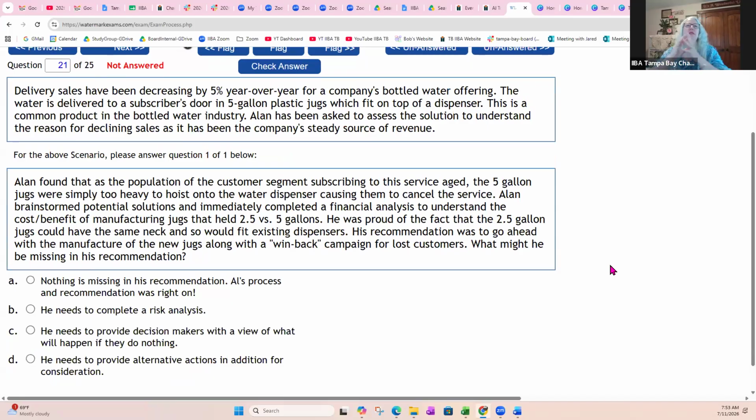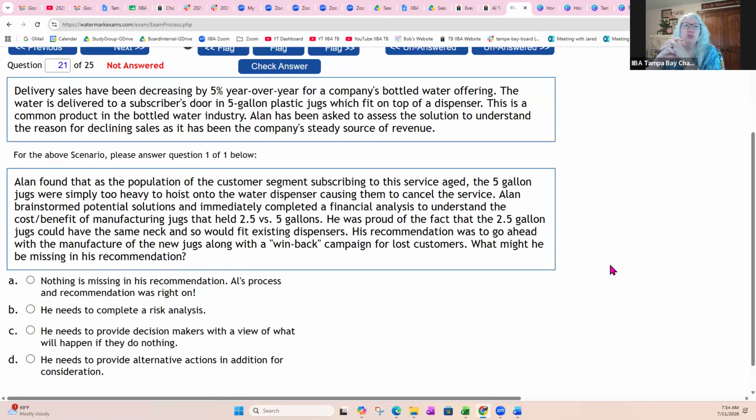Okay, delivery sales have been decreasing by 5% year over year, means year after year, for a company's bottled water offerings. The water is delivered to a subscriber's door in a 5-gallon plastic jug which fits on top of a dispenser. This is a common product in the bottled water industry. Allen has been asked to assess the solution to understand the reason for declining sales, as it has been the company's steady source of revenue. So something has changed. The company's model has not changed, though. Allen found that as the population of customer segments subscribing to the service aged, the 5-gallon jugs were simply too heavy to hoist onto the water dispenser, causing them to cancel the service.